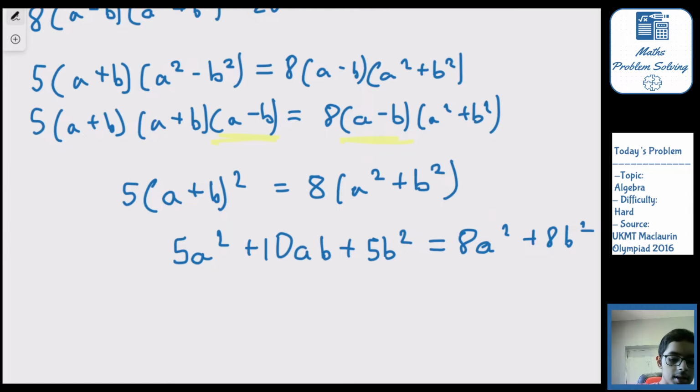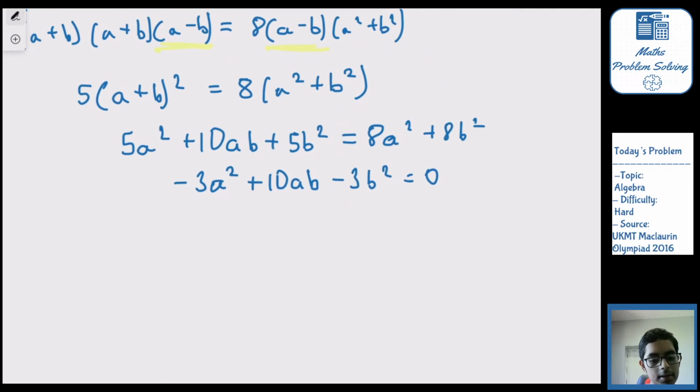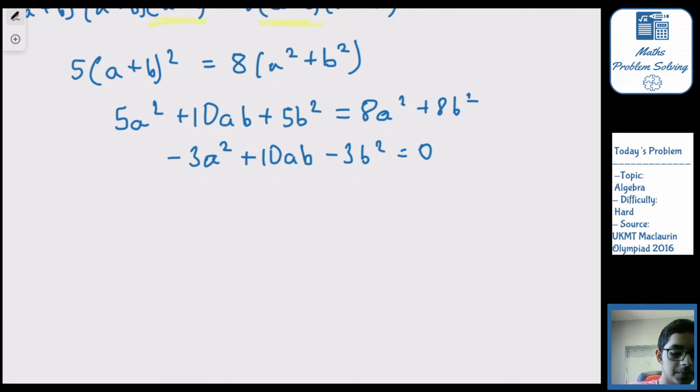Now let's collect all the like terms on the left-hand side. We get minus 3a squared from 5a squared minus 8a squared, plus 10ab, minus 3b squared, and all of this equals 0. So now we have a somewhat regular quadratic to solve. Let's multiply everything by minus 1. It's much easier to work with when the squared term is positive, since we can't really work with a negative square. So this is what we get left with.